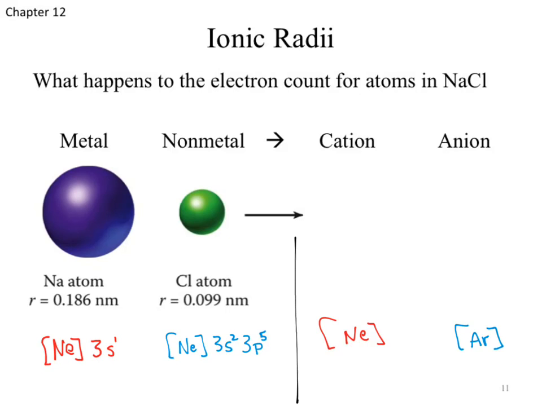Neon, because it's in a higher energy level, or sorry, a higher row. Okay? So we would expect the size of our cation to shrink because it has fewer electrons. Right? Because we're moving between a different energy level. Make sense? So we would expect this guy to get smaller. What happens to the chlorine?